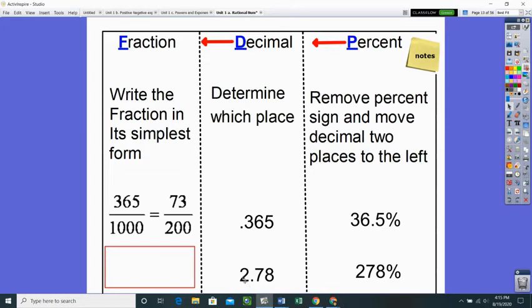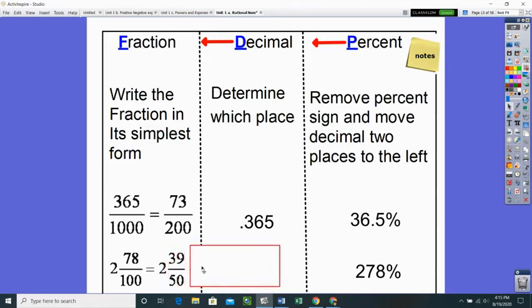If it's in front of the decimal, it's going to be in front of the fraction. So put it out there and forget about it. Tenths, hundredths. The 78 is sitting in the hundredths spot. So there would be my fraction. Now notice, not divisible by 10, not divisible by 5, but I can cut them both in half. And then I look to see if I can go any further, and I can't. So it's 2 39/50. So that was a review of going from fraction to decimal to percent, and then back again.